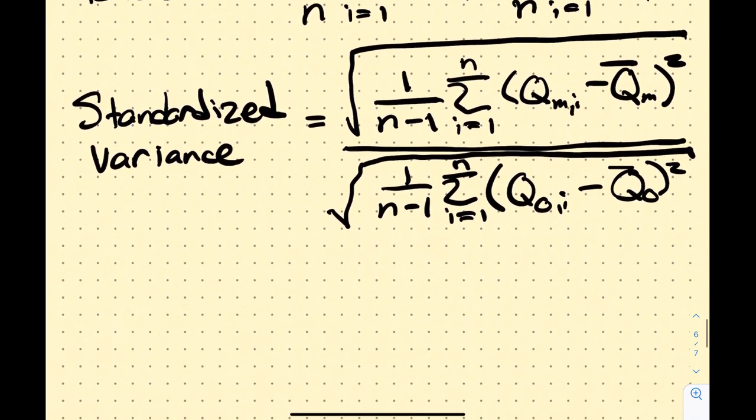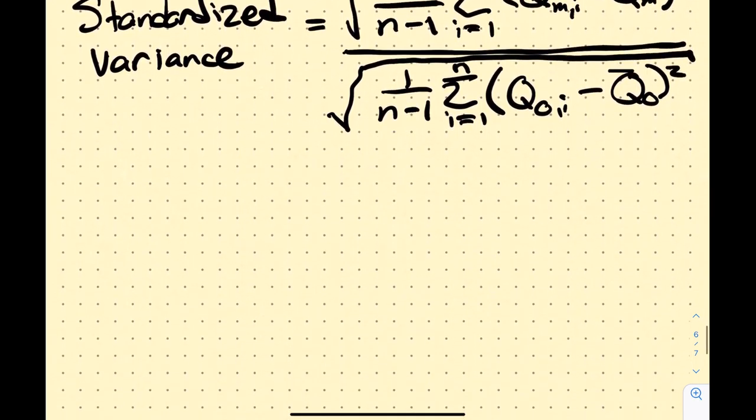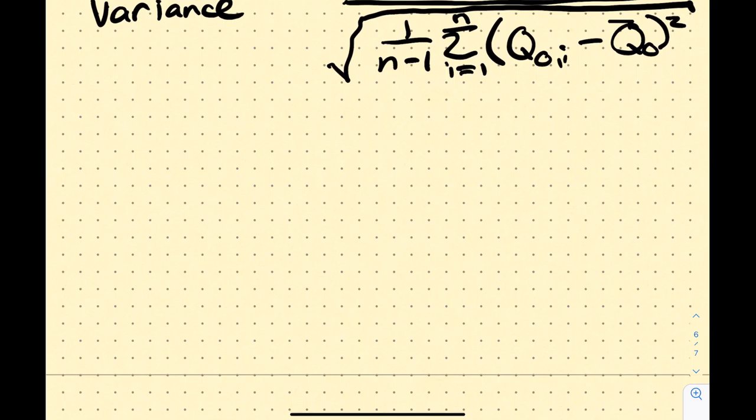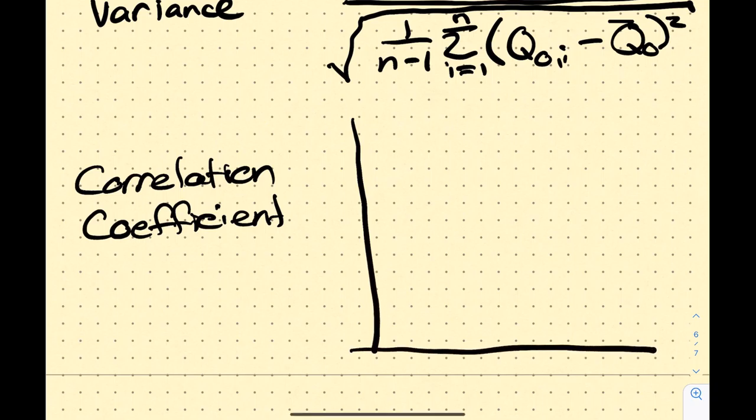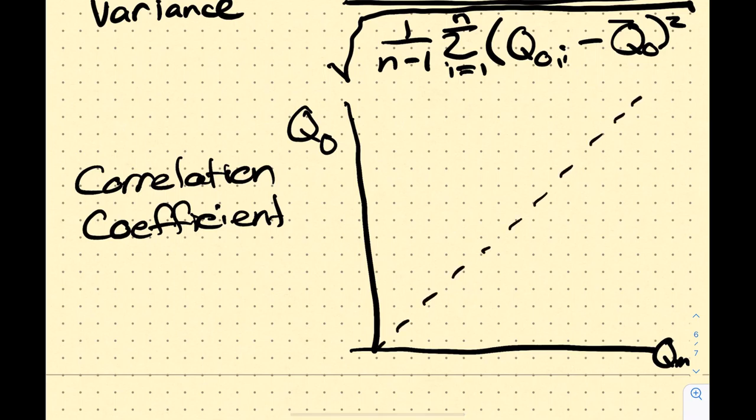Okay. One more measure, and then maybe a philosophical question. Okay, so another measure is just the correlation coefficient. And I want to show this more graphically. So if this is my modeled discharge, and this is my observed discharge, right? And this is the one-to-one line. Okay. So this line, this is the one-to-one line.